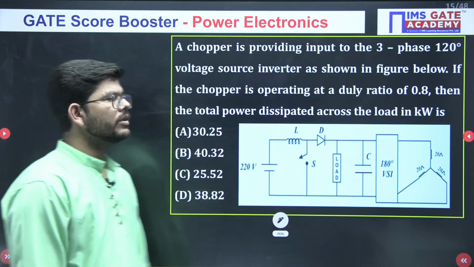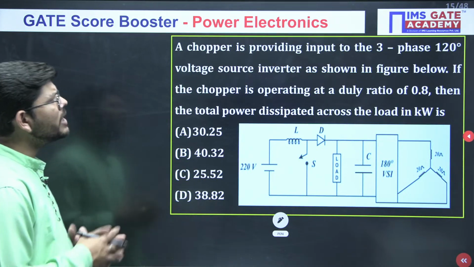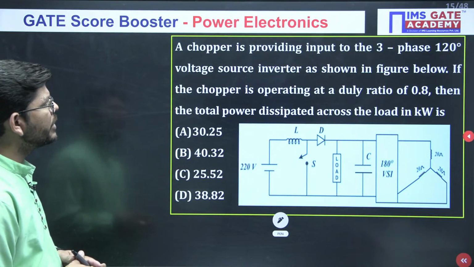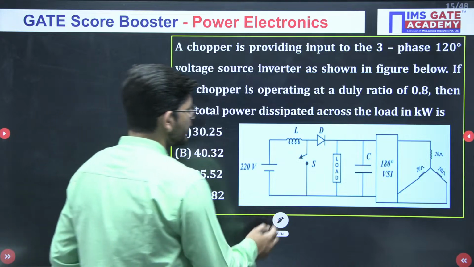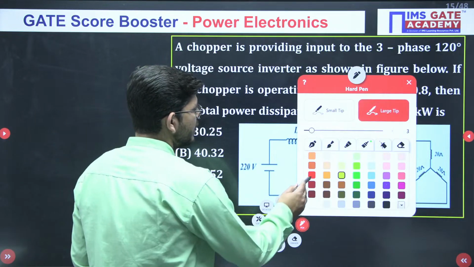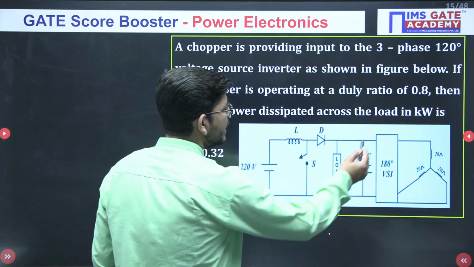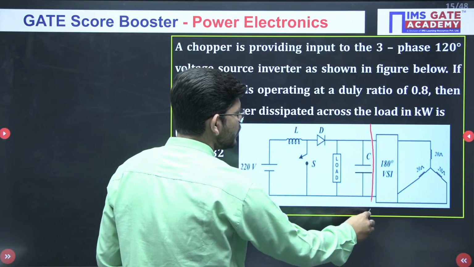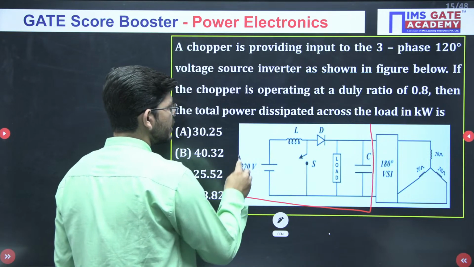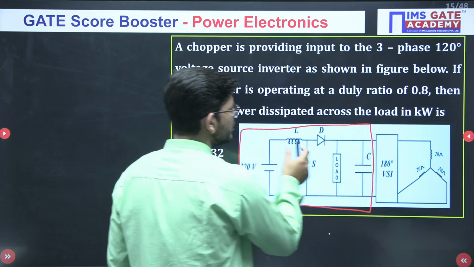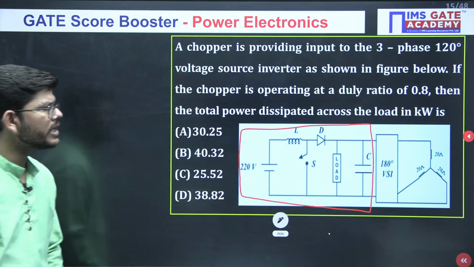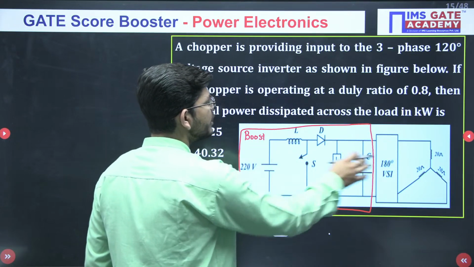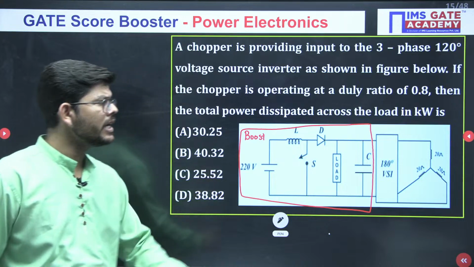Moving towards the next question, just see this one. A chopper is providing input to a 3-phase 180 degree voltage source inverter. You know that the inverter is fed by a DC voltage source, so that DC you are getting from a boost converter, because an inductor is present at the input side. So this boost converter is feeding this inverter, which is a 180 degree VSI.